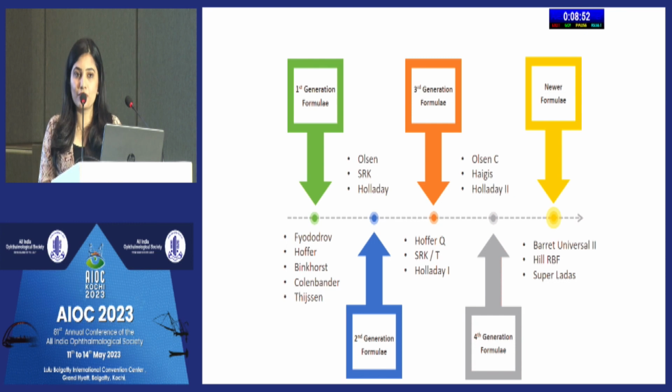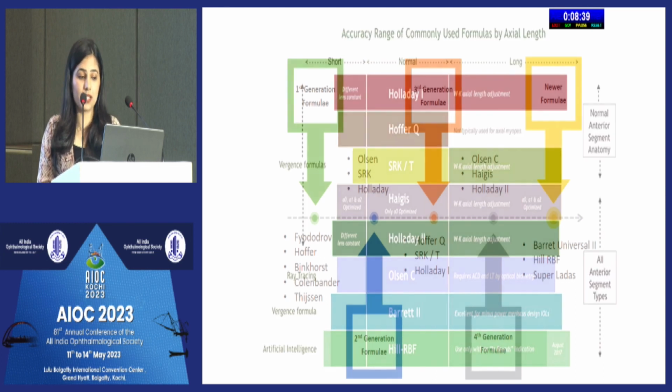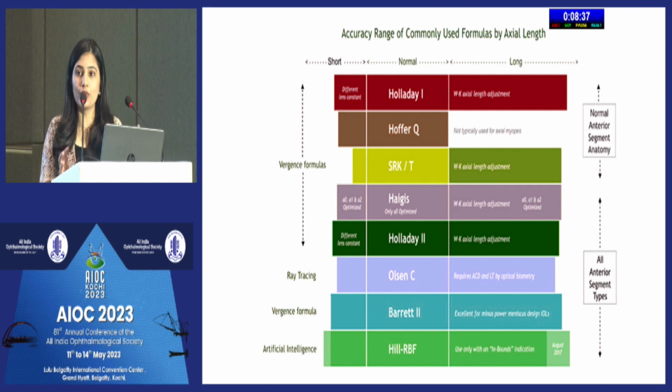Some of the newer generation formulas are Barrett's Universal 2, Hill RBF, and Super IOL. They are based on ray tracing models and artificial intelligence, which gives us a fairly accurate post-operative outcome these days. This is an overview summary of all the IOL power calculation formulas.